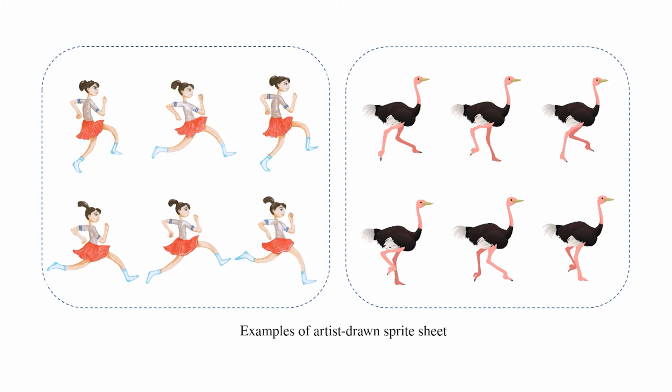A common practice in 2D animation is that artists start by drawing several different poses and configurations of a character in a spreadsheet, as shown here. They then manually segment out the common parts in these sheets and stitch them together to create a controllable puppet.